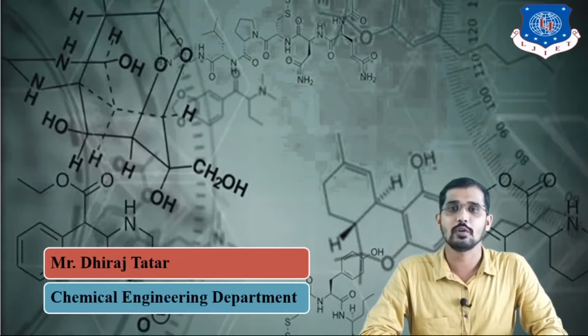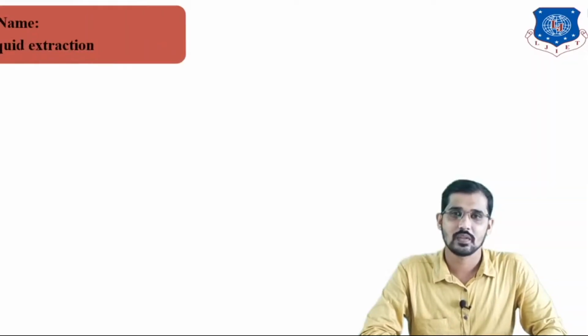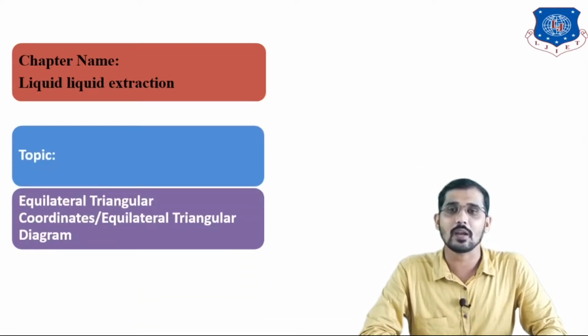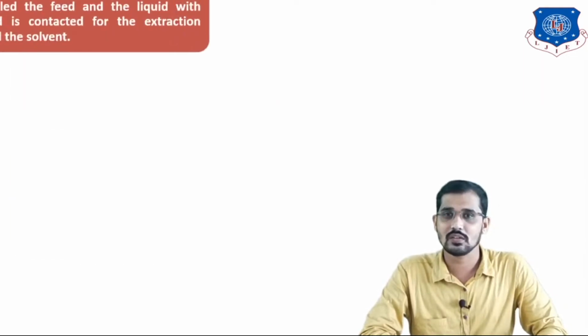In this lecture, I am going to start a new topic of Mass Transfer Operation 1. So let's start. The chapter name is liquid extraction and the topic is the equilateral triangular diagram, or I can say equilateral triangular coordinates. So you can see on the screen now.